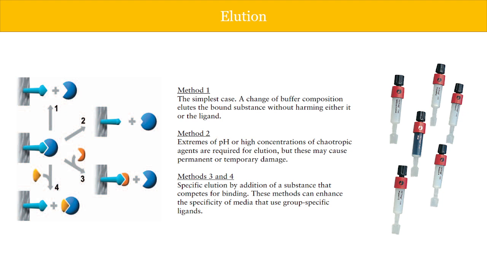And the other method is a specific elution by adding a substance that competes for binding, that is your competitive binding, which I explained. And these methods can enhance the specificity of the media that uses group specific ligands. So if there is a competitive binding, then that compound comes and sticks to your ligand and just throws your protein out, such that it can undergo elution. So this is the concept of competitive binding. And so these three are the methods of elution which you can keep in mind.